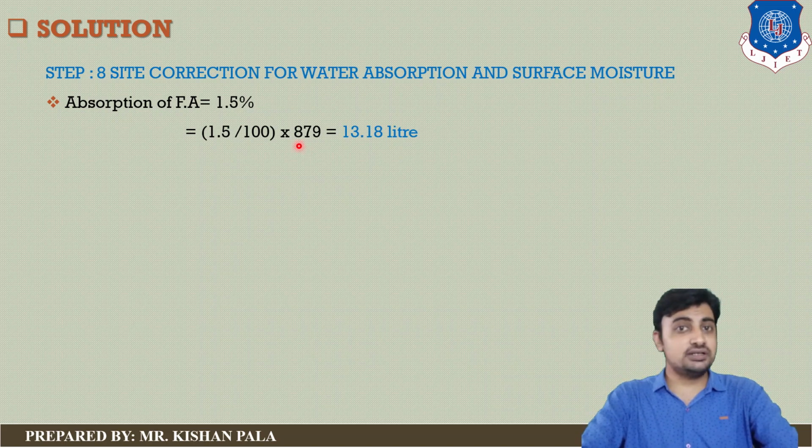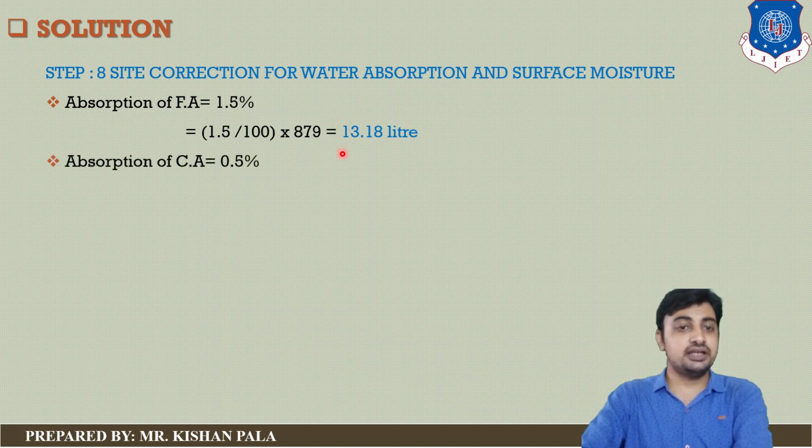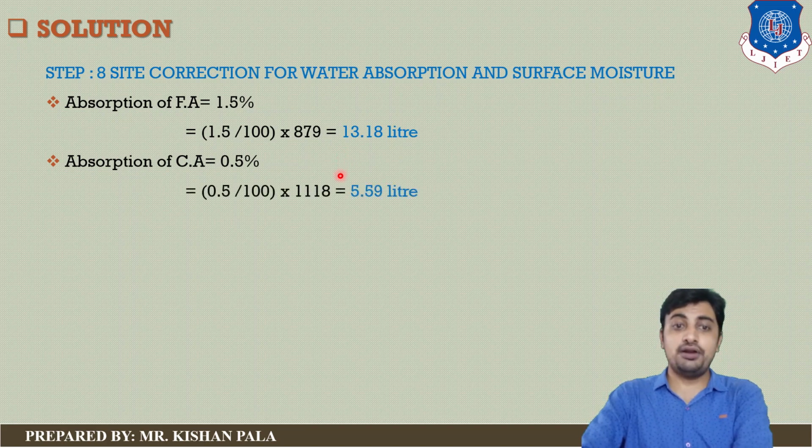So 1.5 percentage of the 879 kg, our final value will be 13.18 liter. It means 1.5 divided by 100 multiplied by 879 kg. So we have 13.18 kg, and you can also say that 13.18 liter for the water mass. And for the coarse aggregate, water absorption of 0.5 is given in our data. So 0.5 percentage of the mass of the coarse aggregate is 5.59 liter.